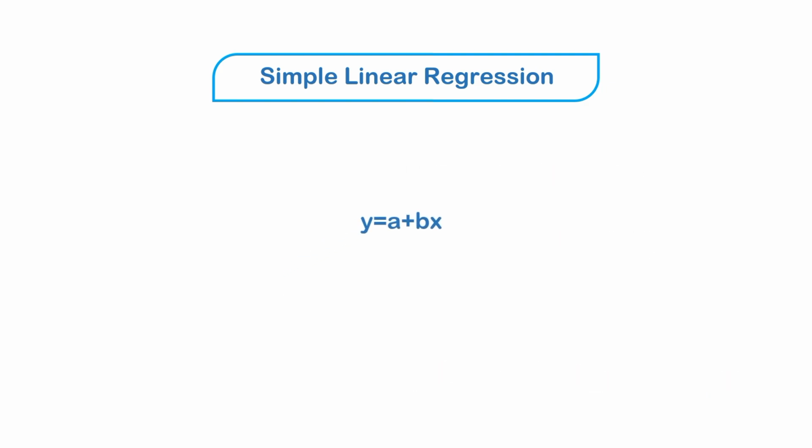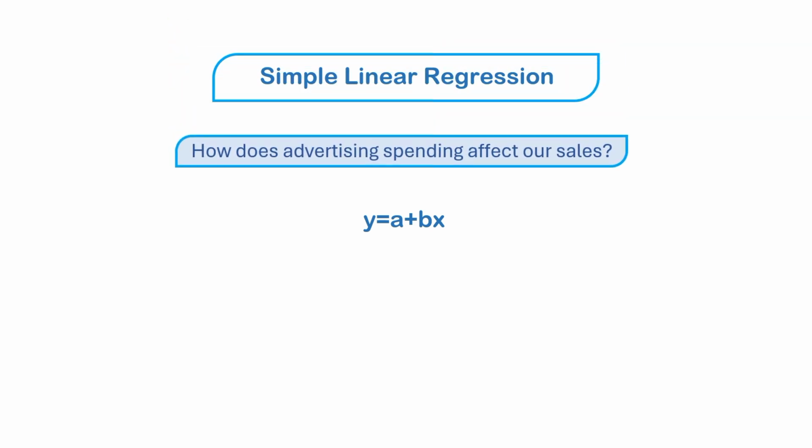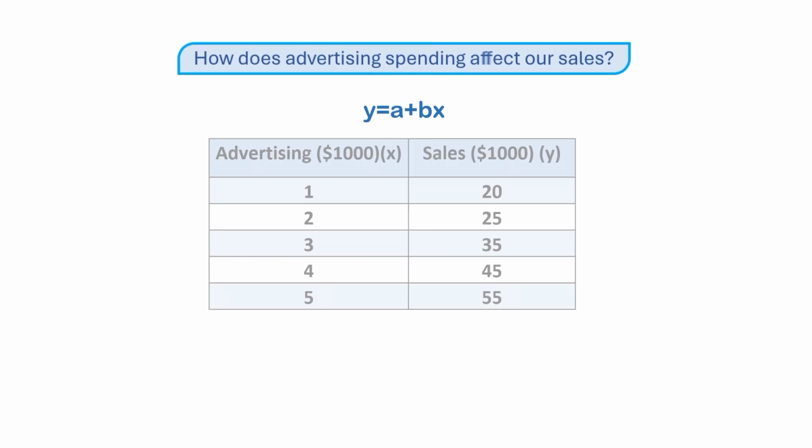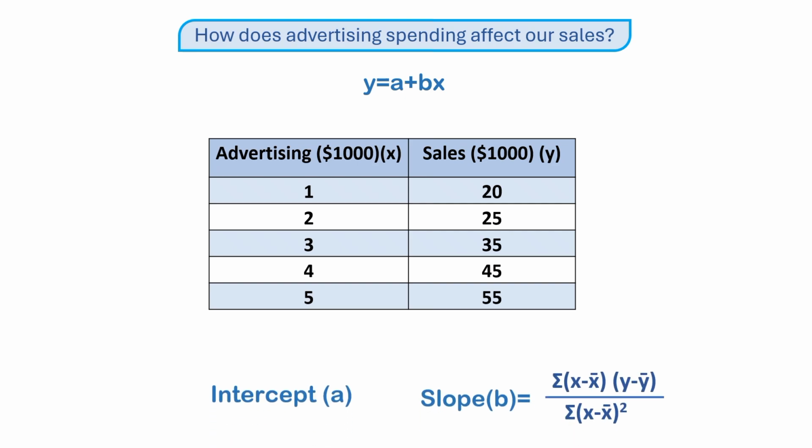Let's see an example to know in detail. Suppose a company wants to know how does advertising spending affect our sales. For that, they collect this data. Now we have to calculate intercept a and regression coefficient or slope b based on this data.